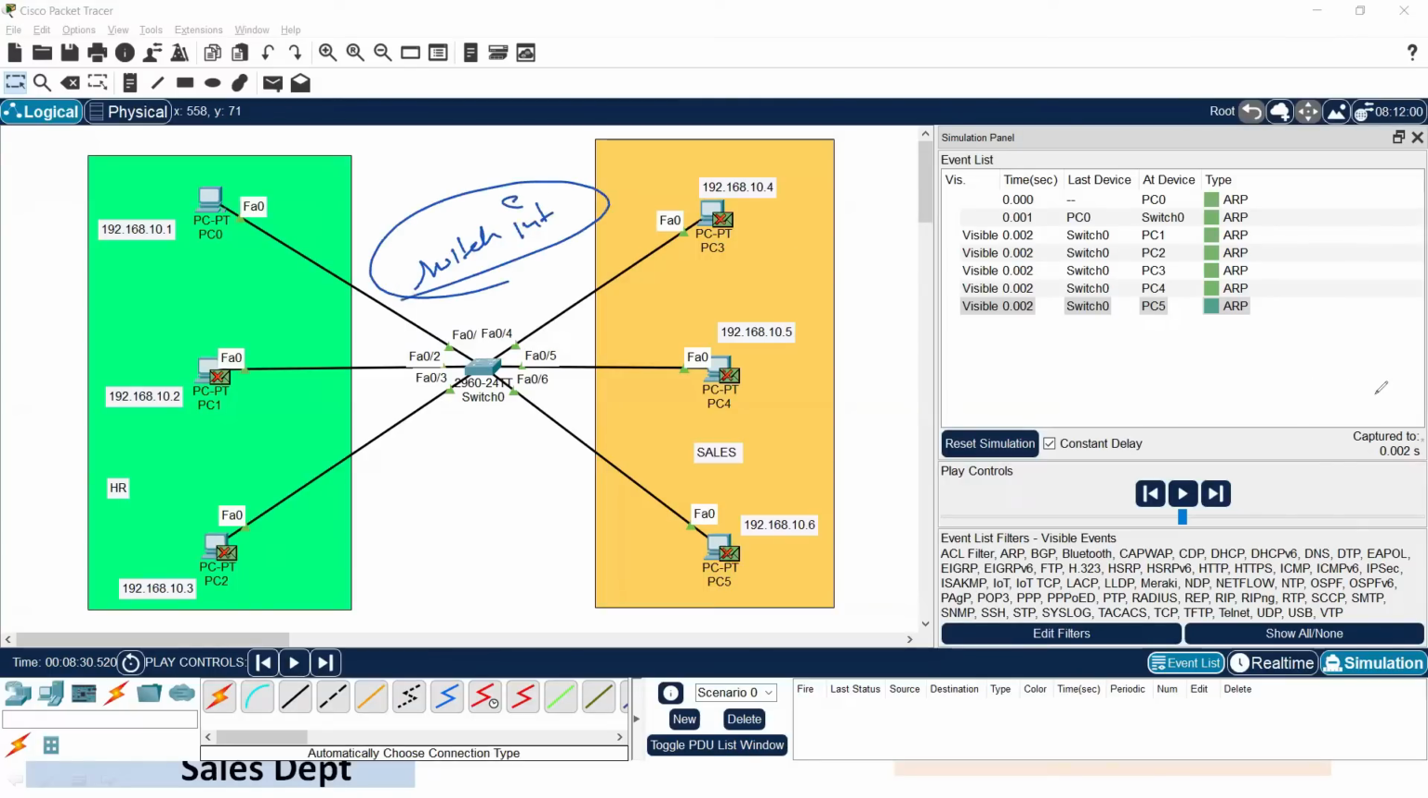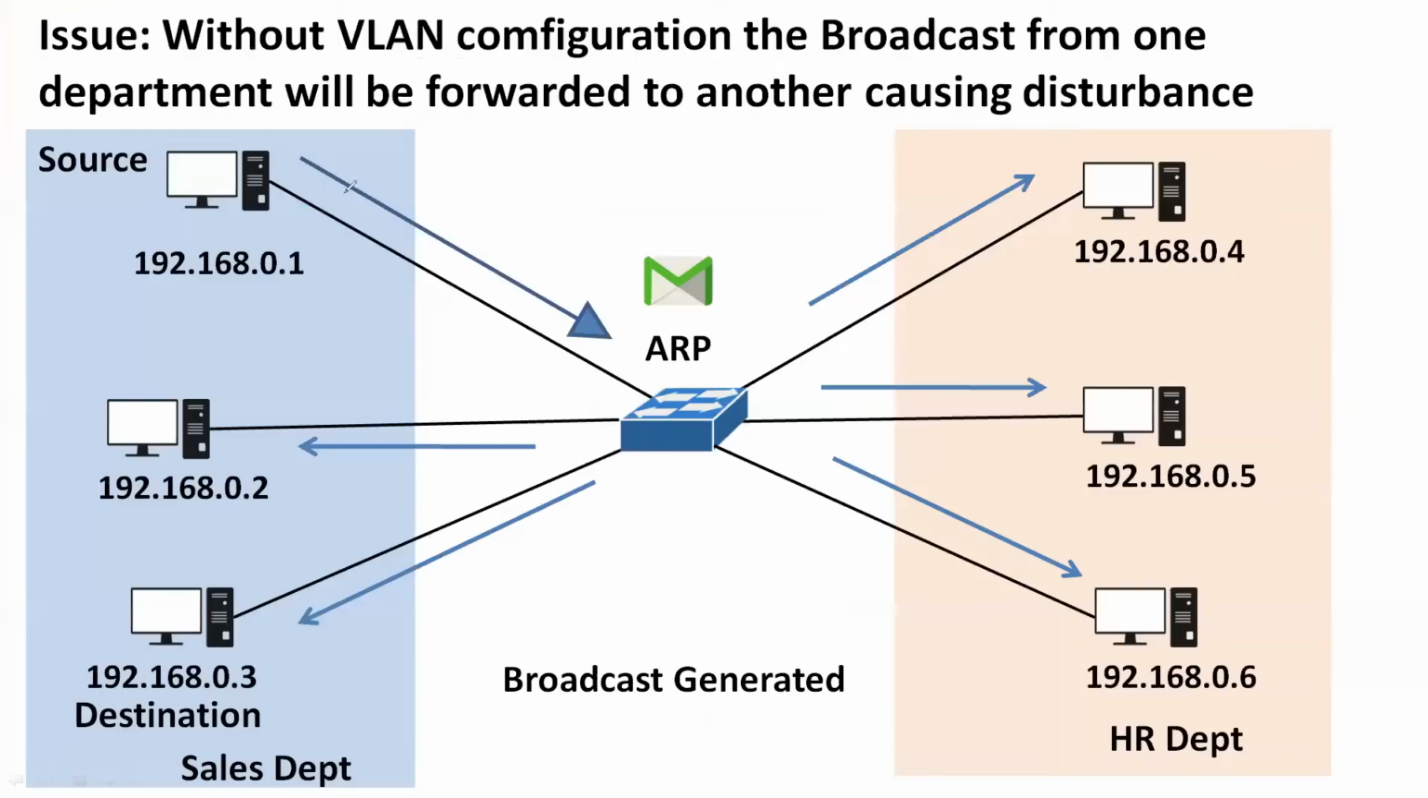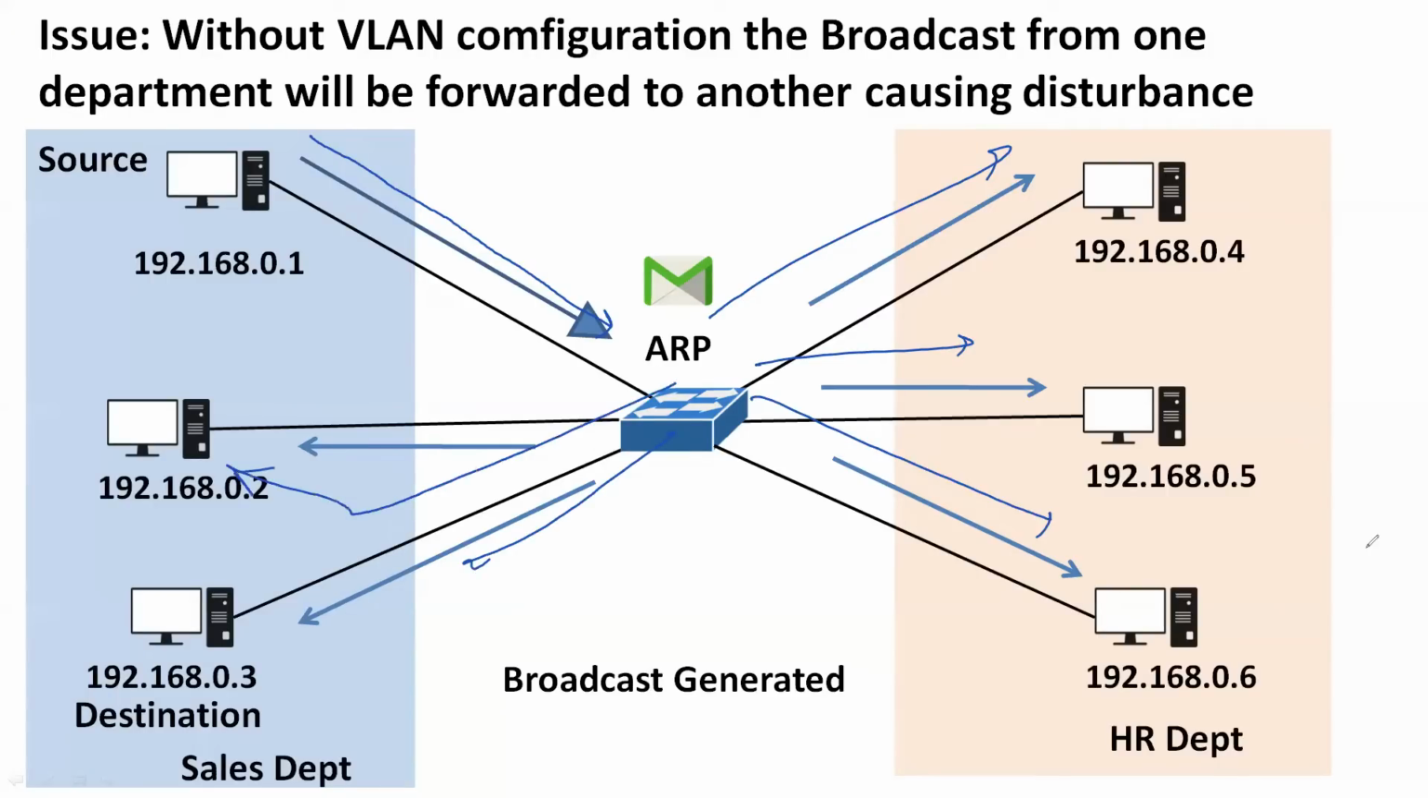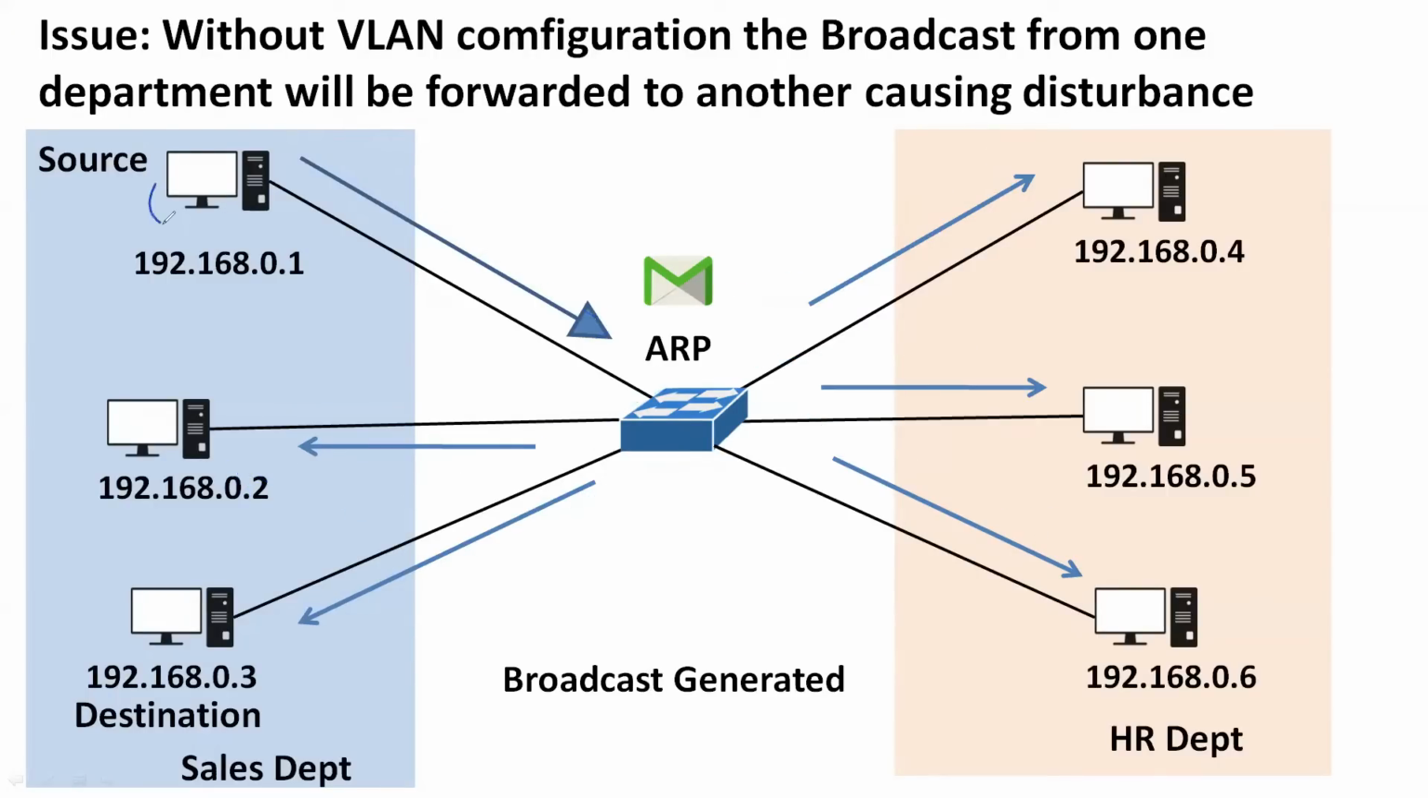Interfaces. Okay. Let's move to our slide again. Here I have shown you that one broadcast generated from a PC will be forwarded to what? Everywhere, until you create the VLAN. Once you create the VLAN, this problem will be solved. This broadcast generated by this one is forwarded everywhere.